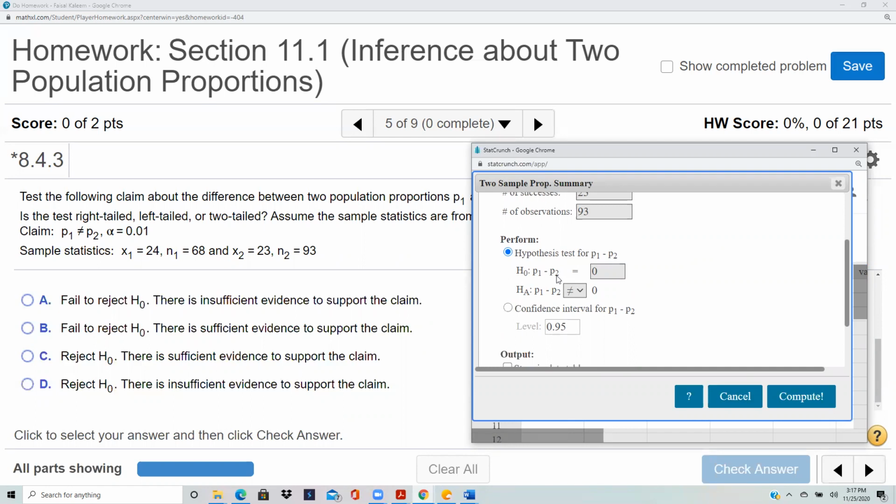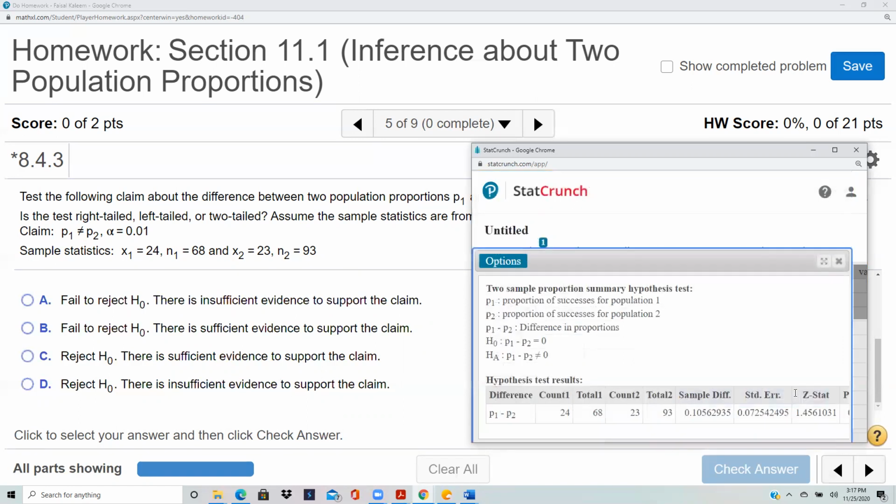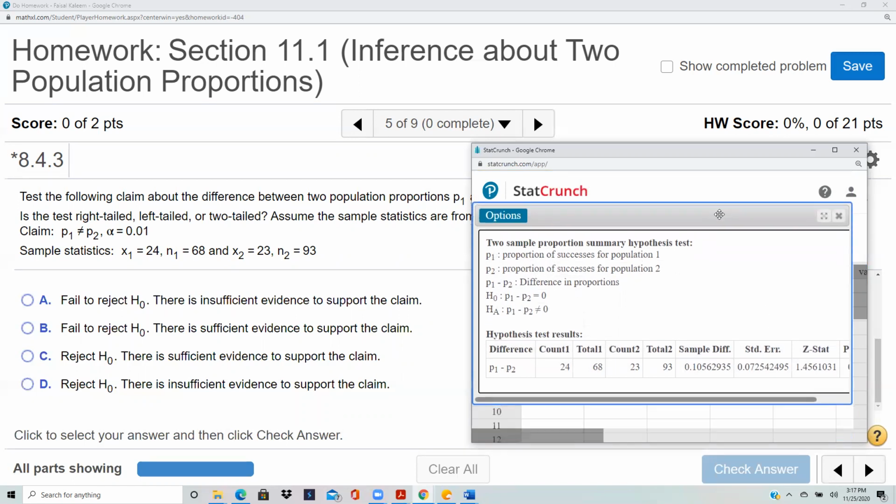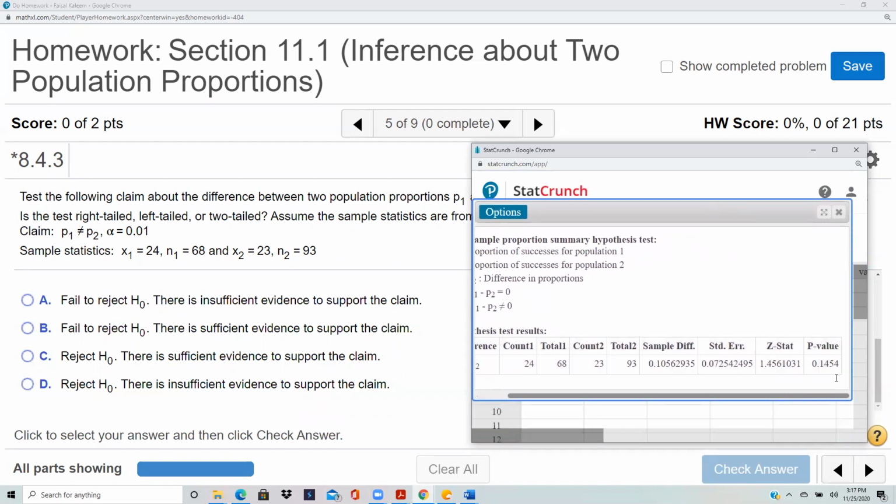And in the two samples, you never touch this null. They always have it correct because you don't have to enter any number. It's always 0. P1 minus P2 is always 0. And this one is not equal to, which is already there. So compute. The p-value is hidden at the end, 0.145. And this p-value is bigger than alpha. It's bigger than 0.01. So you fail to reject the null, and when you fail to reject the null, there is insufficient evidence to support the claim.